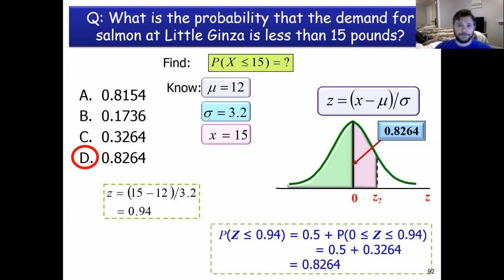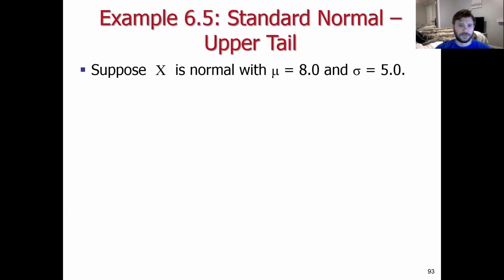Now, this was another example of the lower tail case that we concluded with in the last segment. What we're going to do next is take a look at an upper tail case, using our distribution that was centered at 8 and had a standard deviation of 5.